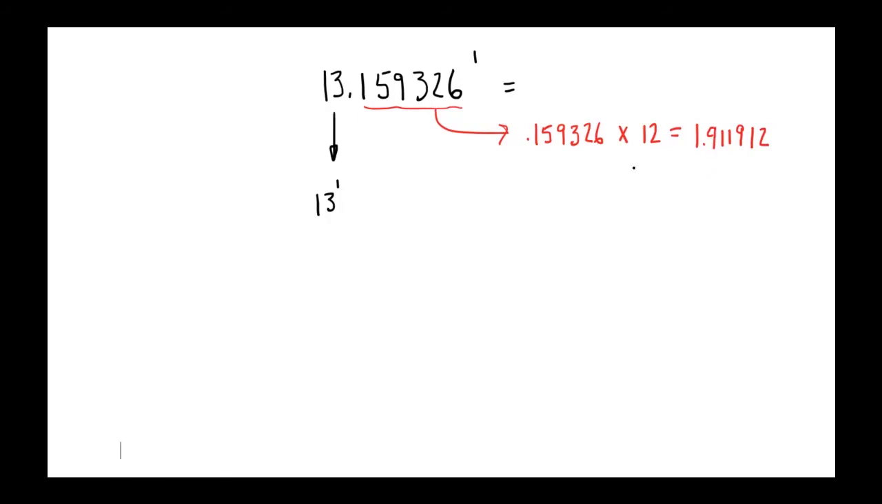And so I take the number to the left. That is the number of full inches that I have. So it's 13 feet, 1 inch. And then I can take the number to the right side of the decimal, and that is 0.911912, and multiply it by whatever level of accuracy I need.